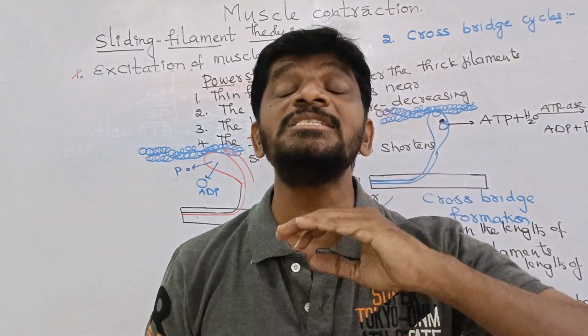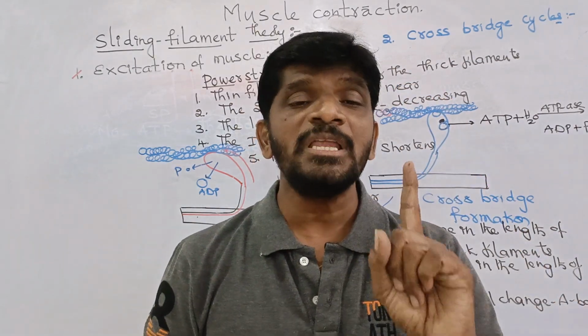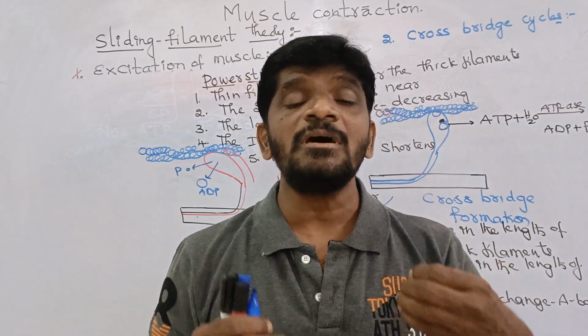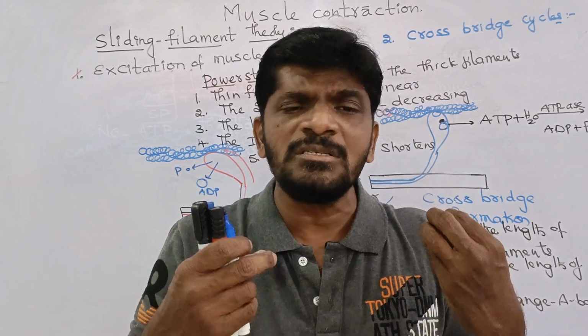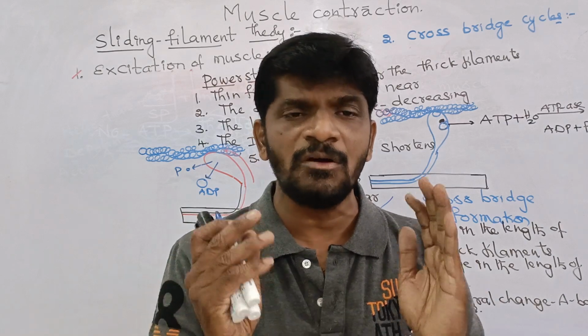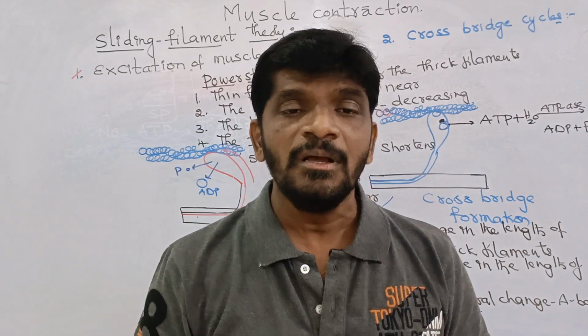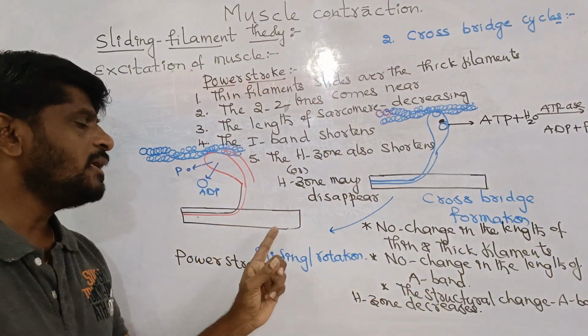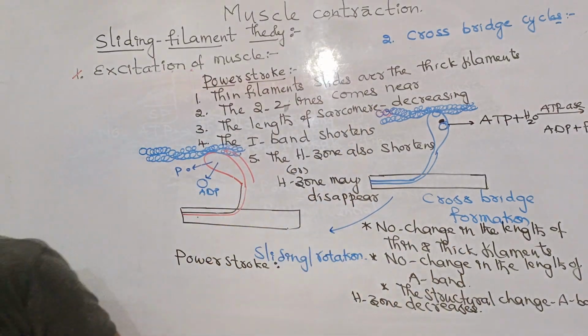The A band length is retained. But there is one structural change in the A band: when the thin filaments enter the H zone, it decreases or disappears. This is the one and only change which occurs in the A band. And this is all about the sliding, rotation or power stroke. Next one.